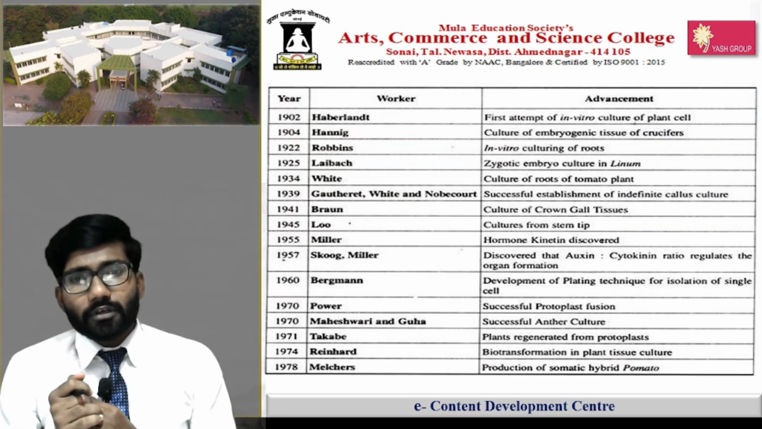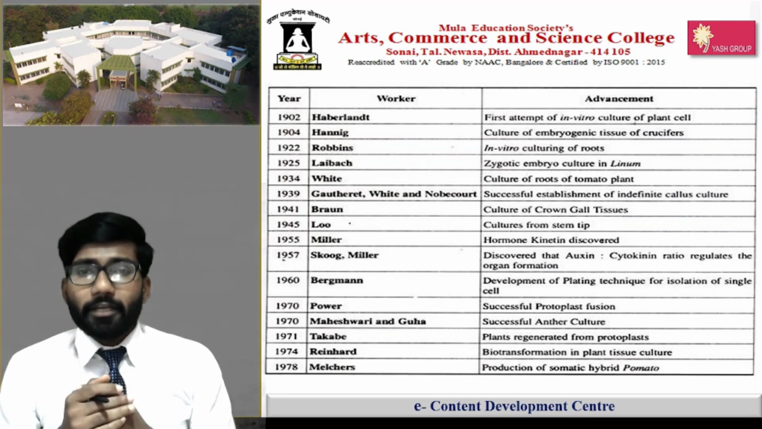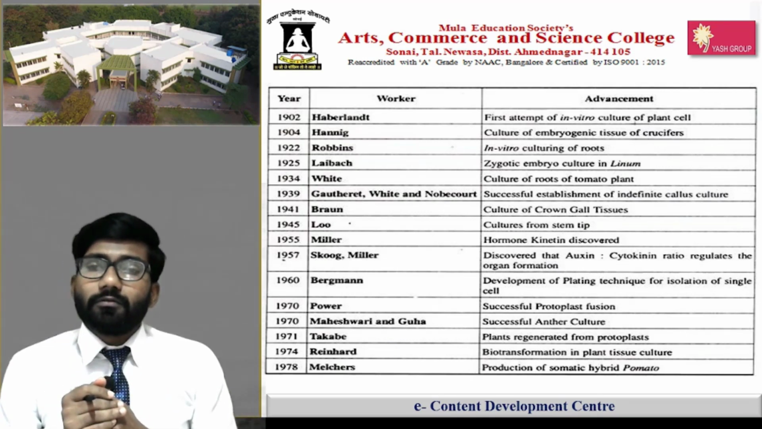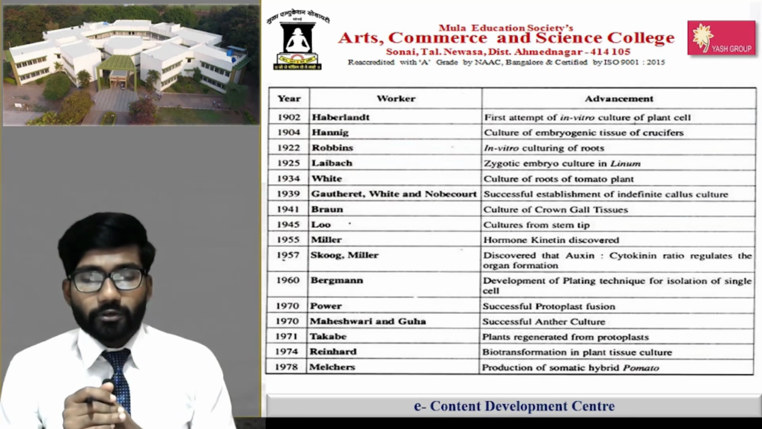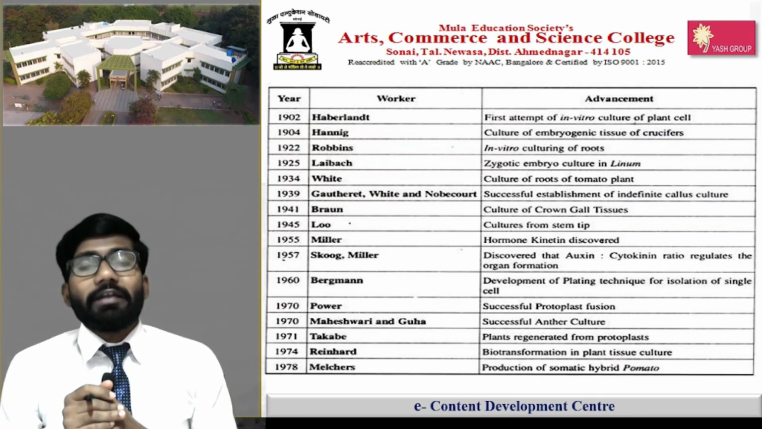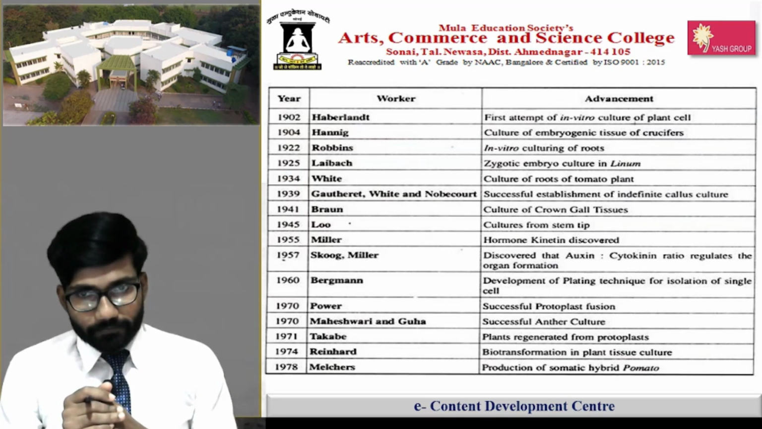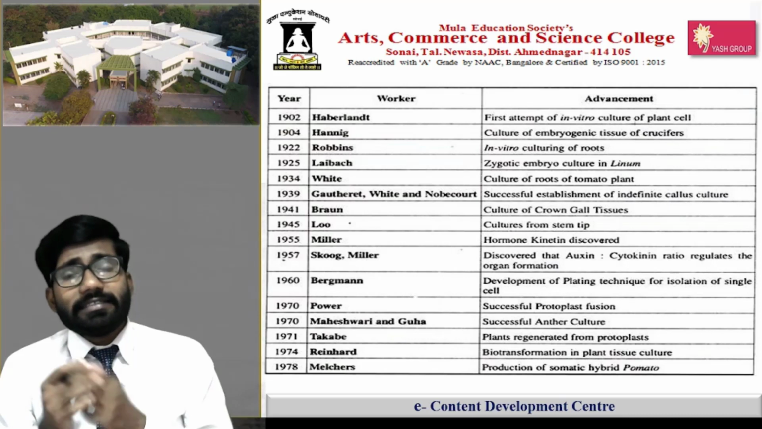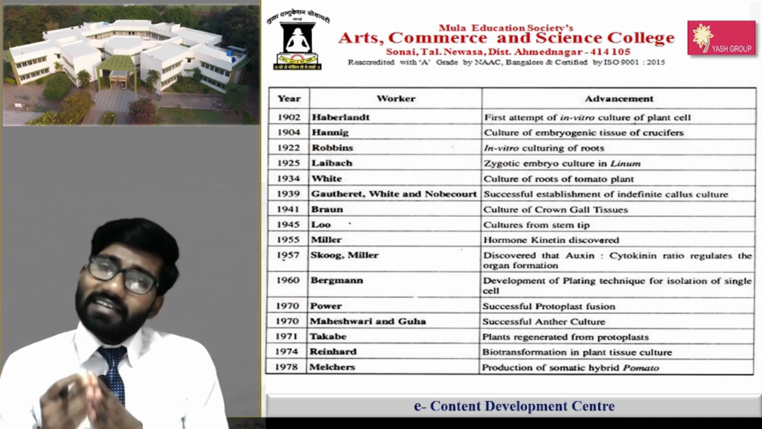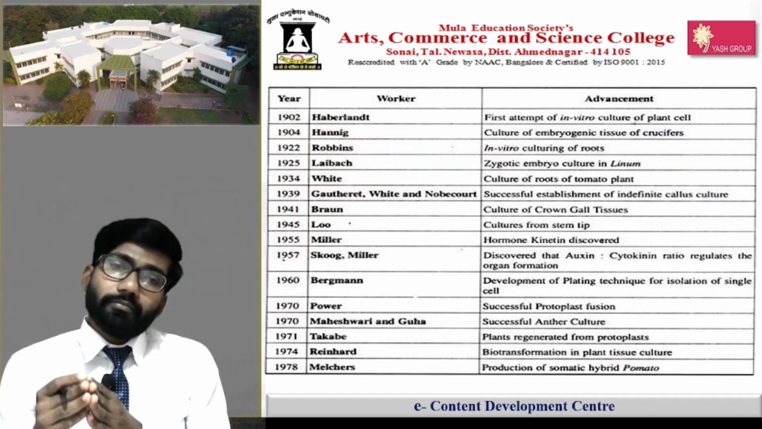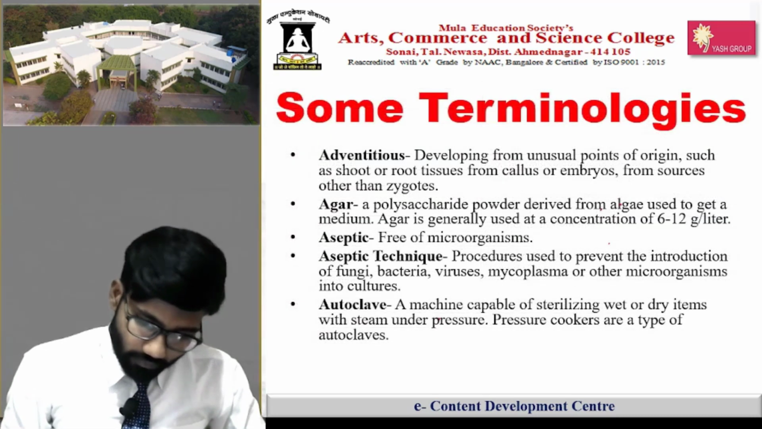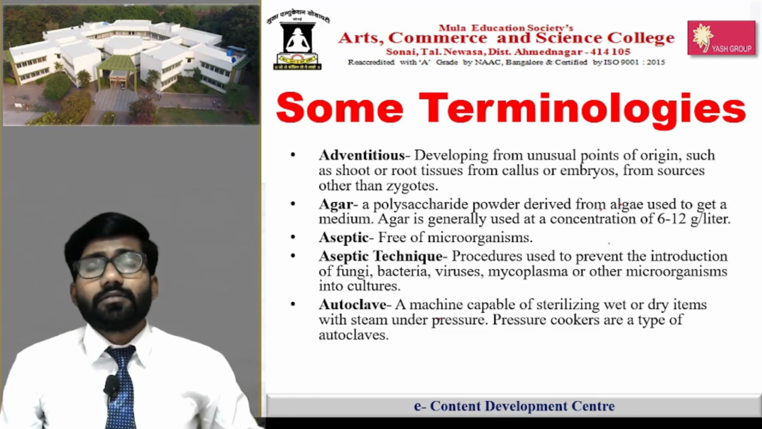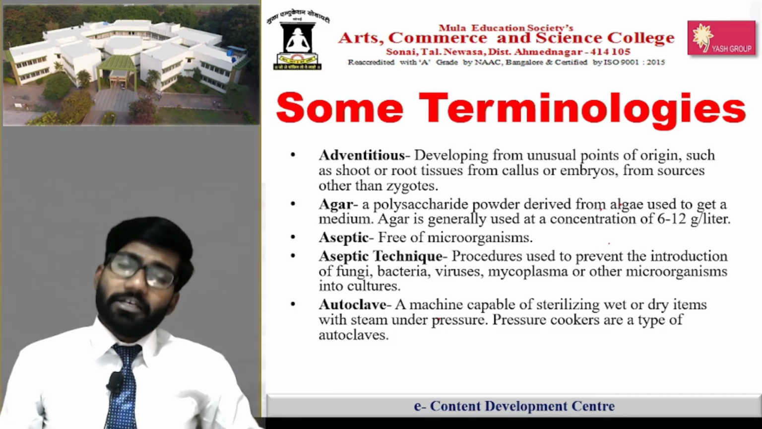In 1974, Reinhard did biotransformation in plant tissue culture. In 1978, Melchers produced a somatic hybrid tomato plant. So these are some of the workers and scientists' work on plant tissue culture. Now, some terminologies related to plant tissue culture.